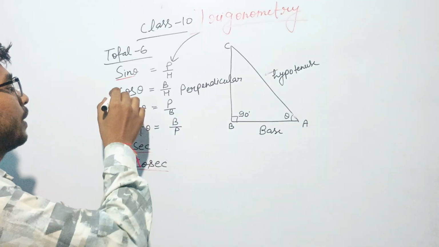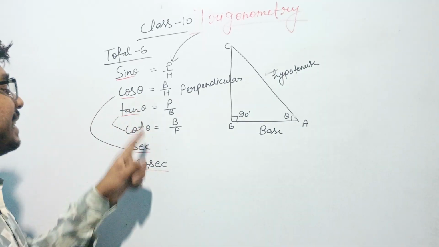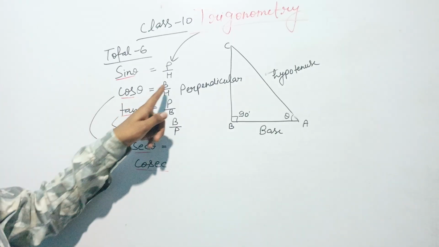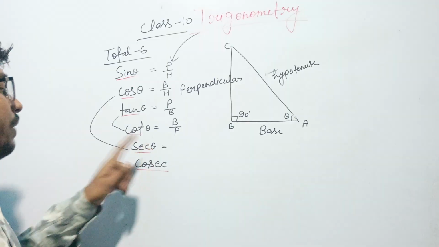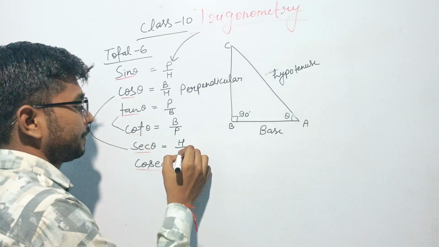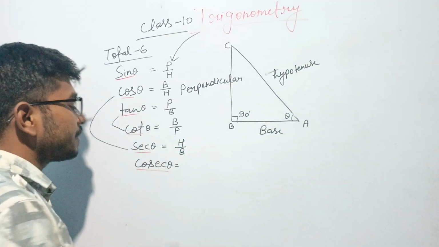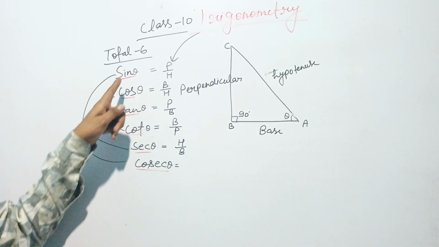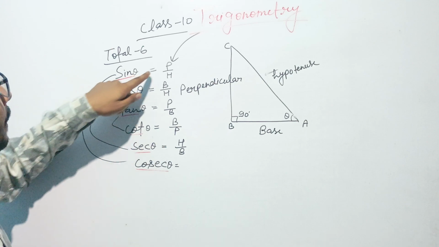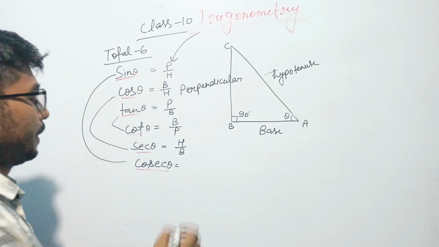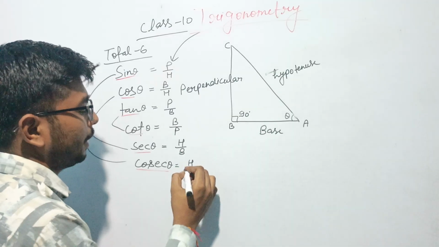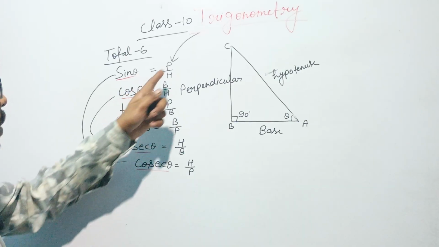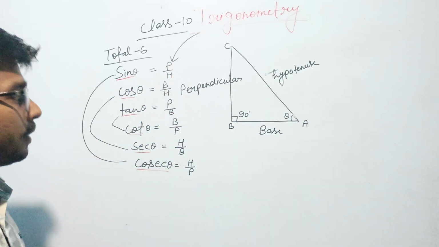Same way, reciprocal of cos is sec theta. So cos theta is base upon hypotenuse, so sec theta will be hypotenuse upon base. Same way, reciprocal of sine is cosec, which is h upon p, hypotenuse upon perpendicular. So these are the trigonometric functions.